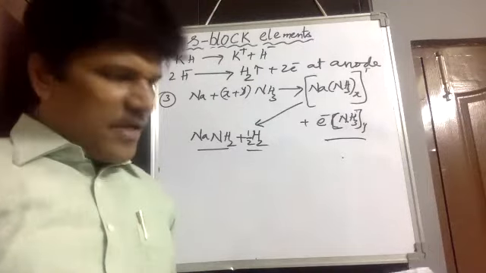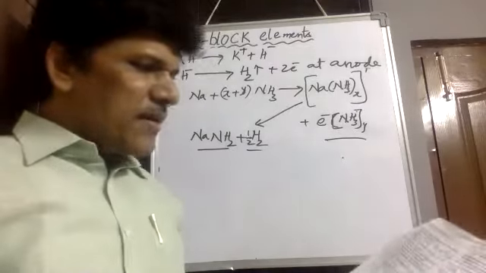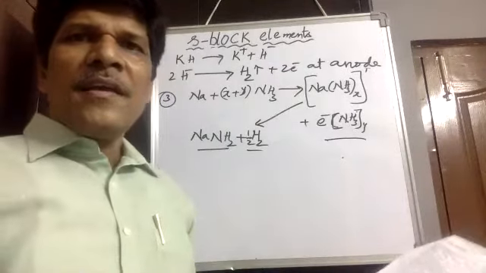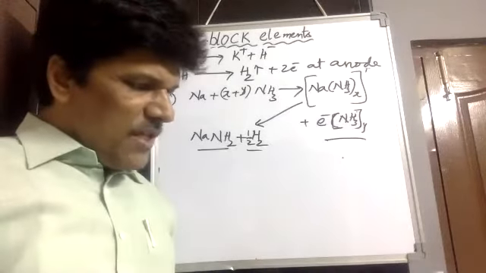B option is correct. 17th one: the metal that can be extracted from seawater. Magnesium metal is the one most widely extracted from seawater.